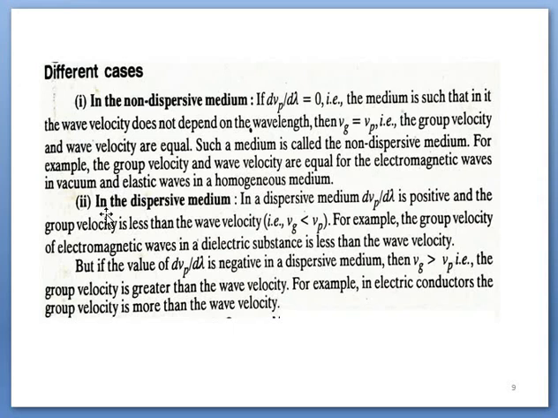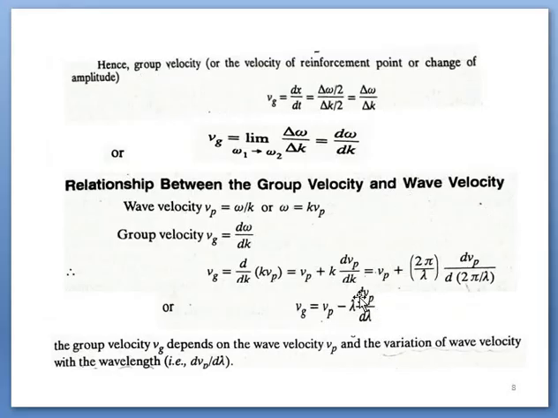Now, just the opposite in a dispersive medium, when the velocity of individual waves will differ, this term will not be equal to 0. So it may be positive or negative. If it is positive, then Vg will be less than Vp. If it is negative, then Vg will be greater than Vp.